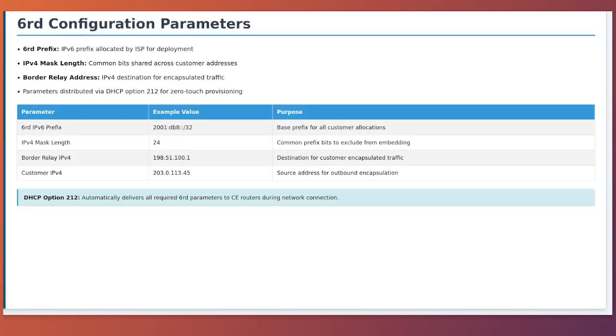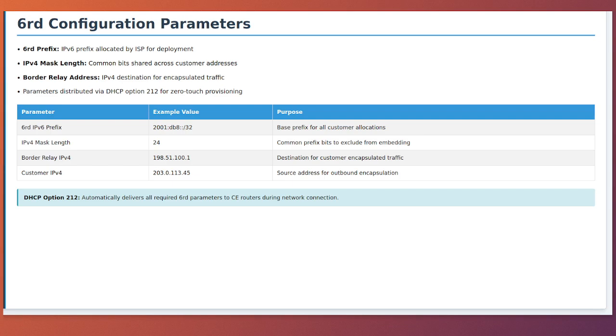6RD configuration parameters. To successfully deploy 6RD in a network, several key parameters must be configured and distributed to customer equipment. Understanding these parameters is essential for both implementing and troubleshooting 6RD deployments. These parameters define the mathematical relationship between IPv4 and IPv6 addresses and tell the CE router how to perform encapsulation and address calculation. The first and most important parameter is the 6RD prefix itself.